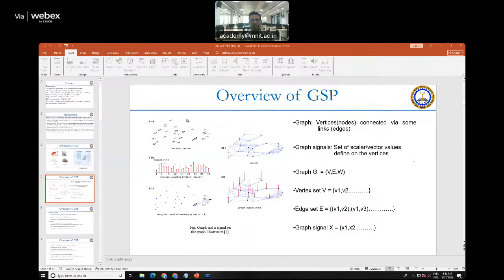See, for example, we take up an actual example. I have to assess the success rate of any individual in some college, right?